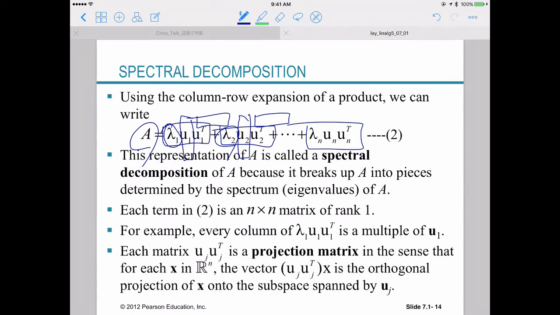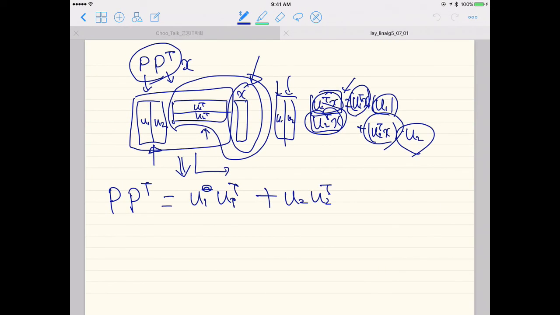And then now let's think about each of these components. So let's pick up, for example, U2 and U2 transpose. In this slide, we learned that P and P transpose is actually the orthogonal projection onto the subspace spanned by these two orthonormal basis vectors, right? So we first compute the inner product, which will give us the length of the vector, and that length is multiplied by the basis vector that tells us the direction of that vector.